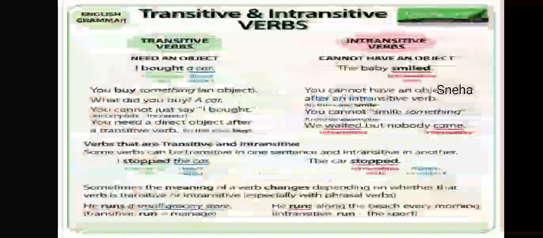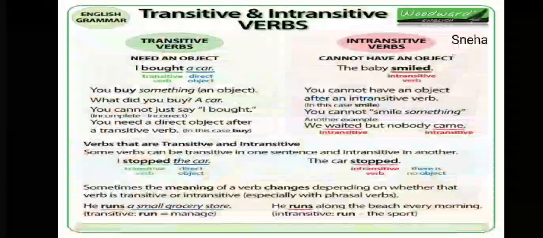So here is a quick recapitulation of transitive and intransitive verbs. Transitive verbs need an object. I bought a car. What have I bought? I have bought a car. Intransitive verbs are those which cannot have, or don't have, an object. The baby smiled. At whom or at what, it has not been mentioned. So if you buy something, an object you are buying, you can make the passive of it. Something is bought by you. But you cannot make the voice change of this one.